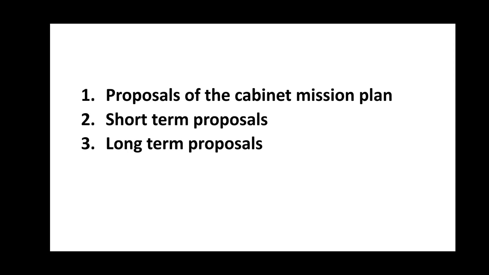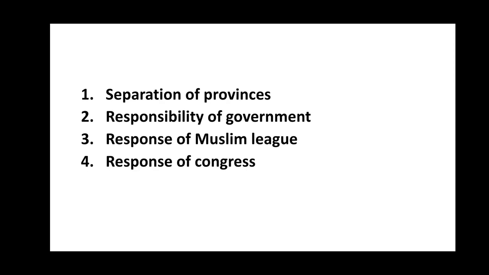According to the long-term proposals, all the provinces will be divided into three groups. Group A, Group B, Group C. Group A included the Hindu majority provinces, Group B included Muslim majority provinces and Group C included the Muslim majority provinces of Assam and Bengal. Now the points of Cabinet Mission Plan: separation of provinces. If a province desires separation from any group, after 10 years it will have the right of separation. Responsibility of government. Now the major departments, defense, foreign affairs, communication to be the responsibility of the government.